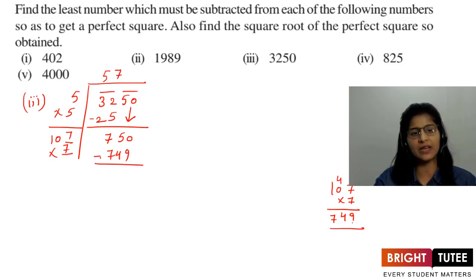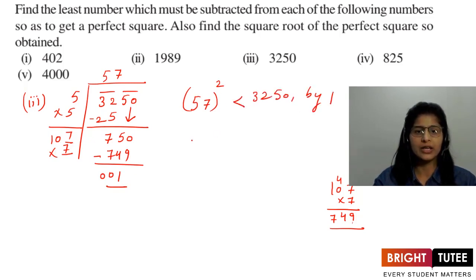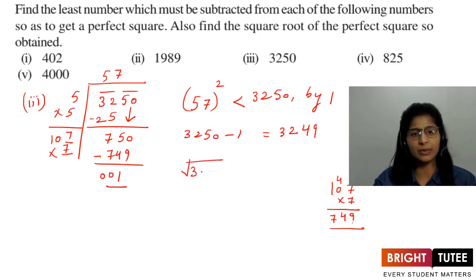What is the remainder that we are left with? We are left with 1 as the remainder. So this 1 is extra. We say the square of 57 is less than 3250 by 1. So from 3250, if we subtract 1, what do we get? 3249. Right? This is the number that we get after subtracting, and the square root of 3249 is 57. So this is how we are going to attempt the questions.